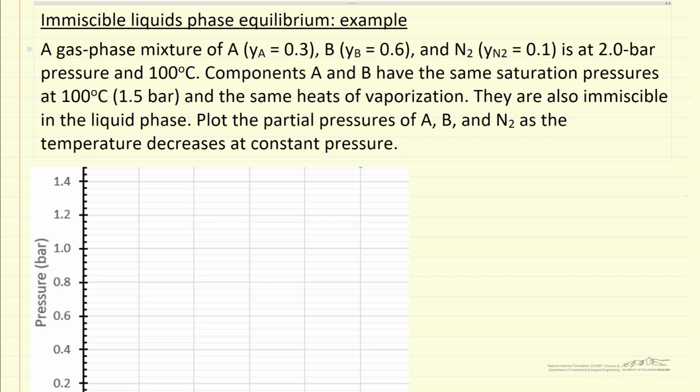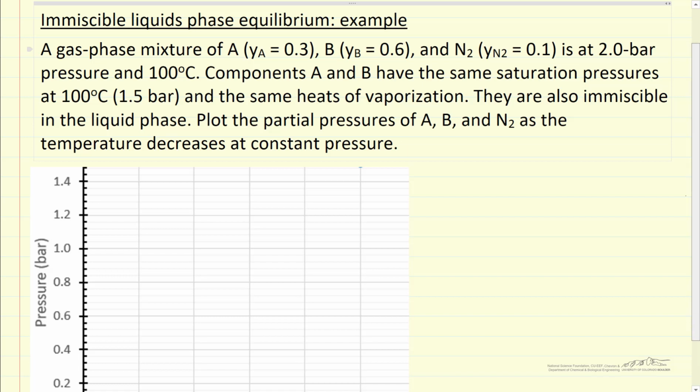In this example, we're looking at a mixture of three gases, and we're given the mole fractions of each gas. Pressure is 2 bar, temperature is 100 degrees C, and what we're going to do is cool down this mixture, and gases A and B can condense, but they don't mix in the liquid phase, so when they condense, we'll eventually have two liquids and a gas in equilibrium above them.